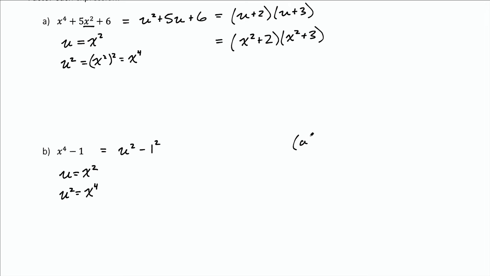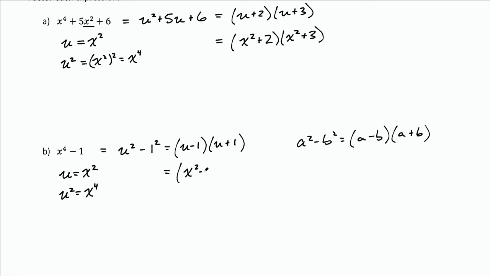My difference of squares formula is, let me write it out here, a squared minus b squared equals a minus b times a plus b. And so I can go ahead and factor this as u minus 1 times u plus 1. Now I can plug in what u is, which is x squared. I've got x squared minus 1 times x squared plus 1.